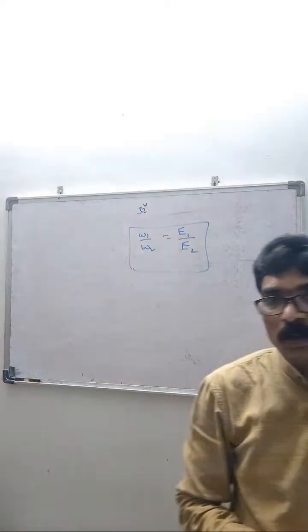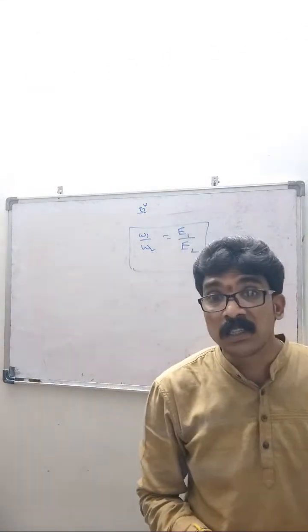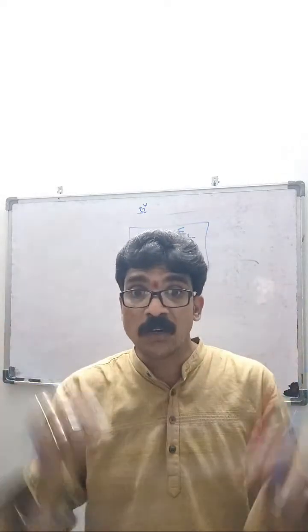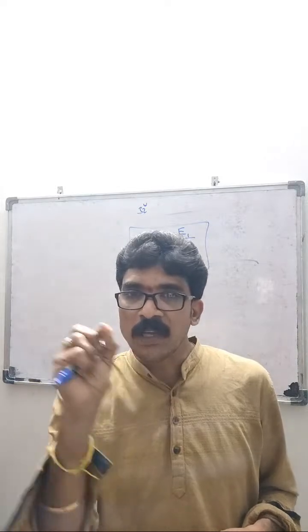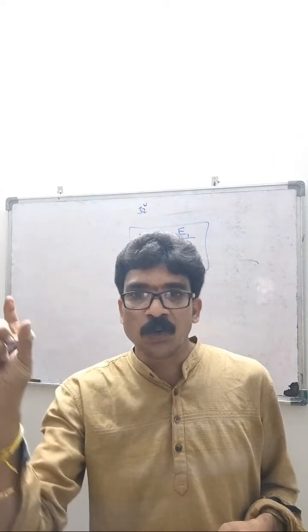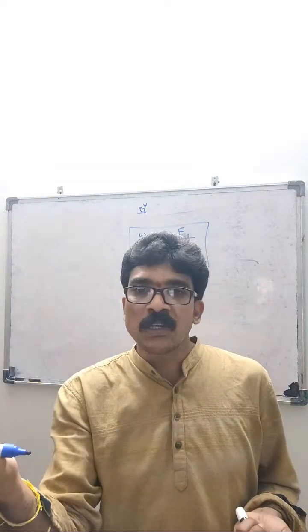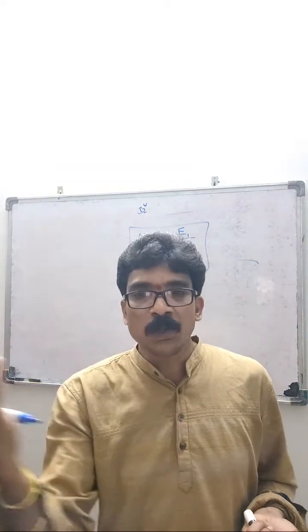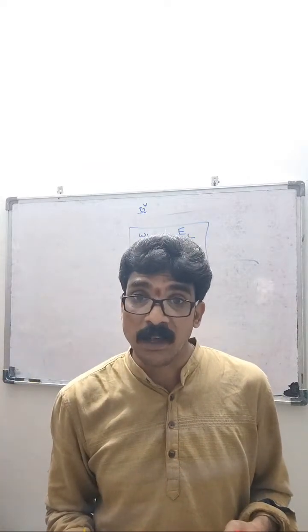When will this be correct, sir? Yes, when the quantity of electricity is the same for the two electrolytes. So W is equal to capital E by 96,500 into Q. Since Q is the same, W1 is proportional to E1 and W2 is proportional to E2, then W1 by W2 is equal to E1 by E2. That is called Faraday's second law.